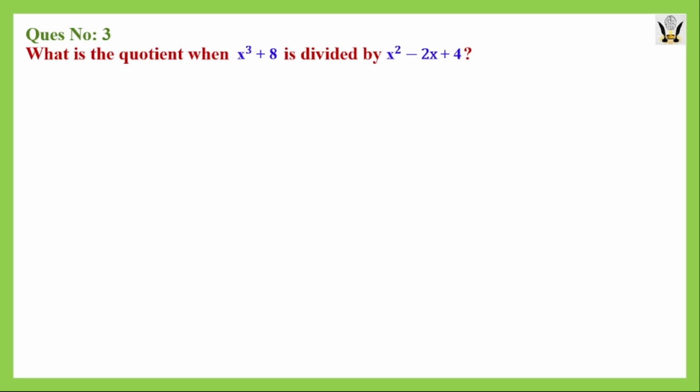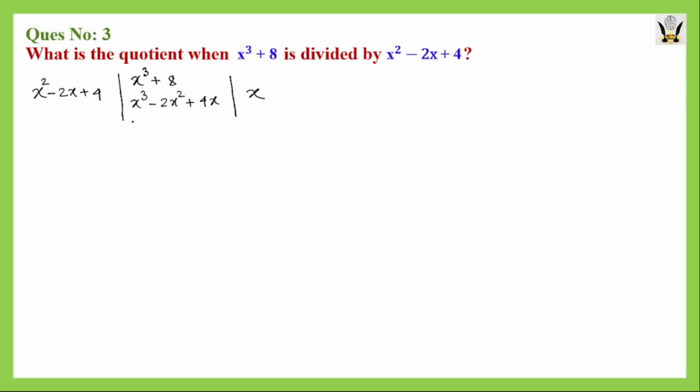Here we have, what is the quotient when x cube plus 8 is divided by x square minus 2x plus 4? So let's divide that by following the long division method. So here we have x squared term, and in the dividend we have x cube. So if we want x cube from x square, then we have to multiply this divisor by x. So if we do that, then x square will become x cube, then minus 2x will become minus 2x square, and 4 will become 4x.